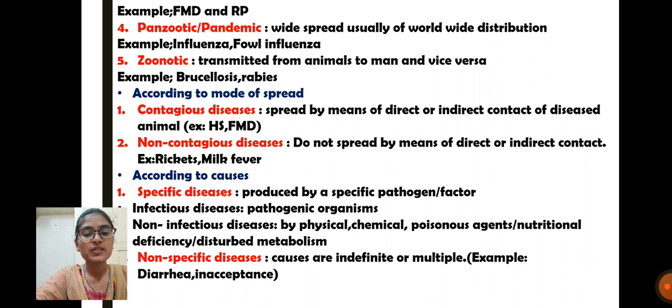Next, according to causes: specific disease, non-specific disease. Specific diseases are those that are caused or produced by a specific pathogen, and in that too, infectious and non-infectious. Infectious are caused by pathogenic organisms. Non-infectious diseases are caused by physical, chemical, or nutritional deficiency. Non-specific diseases are those which have indefinite causes.